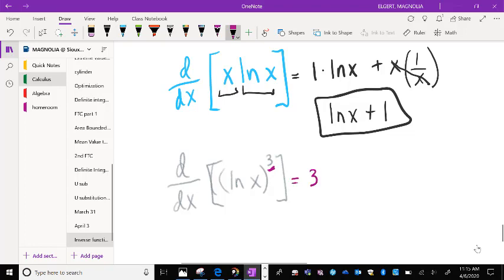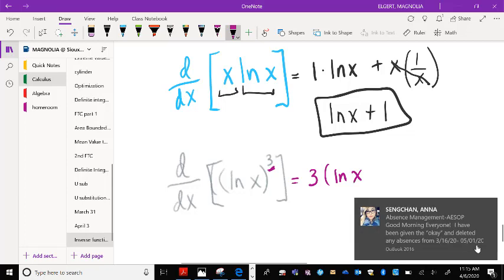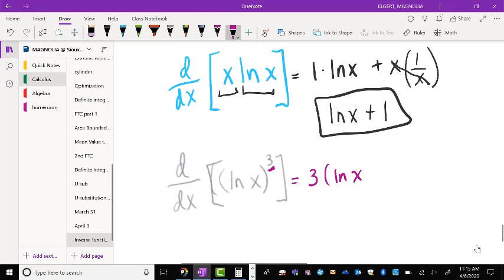So this becomes 3 times the natural log of x to the second power. So that's the first part, and then we have to multiply by the derivative of the inside, the baby. So what's the derivative of natural log of x? That would be 1 over x. And you could leave it like that. I would probably rewrite it as 3 times the natural log of x, that quantity squared, over x. You can leave it however you like on that one.